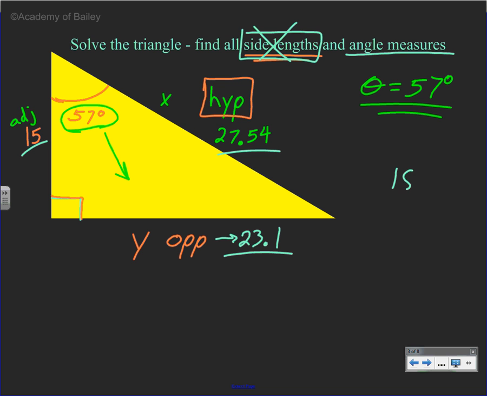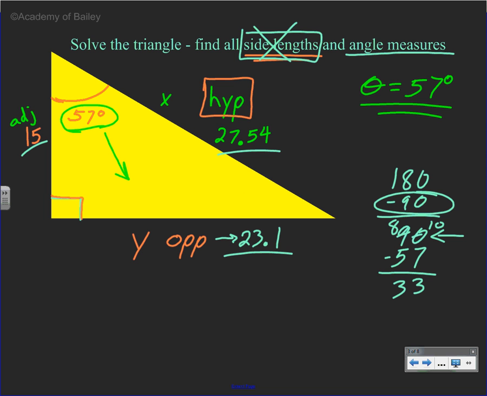So let's go ahead and do that. 180 minus 90. So that leaves us with 90. So the other two angles should add up to equal 90. And in right triangles, this will always be the case. The other two angles should always add up to equal 90 because one of them is already equal to 90. And so we subtract 57 from that, 33 degrees. So now you have all angle measures and all side measures.